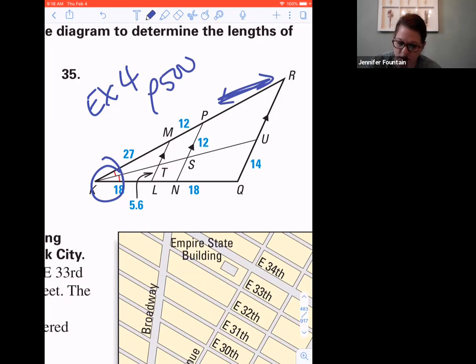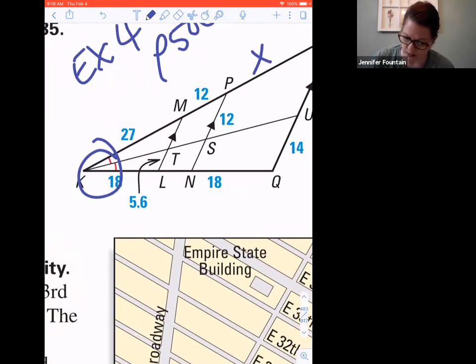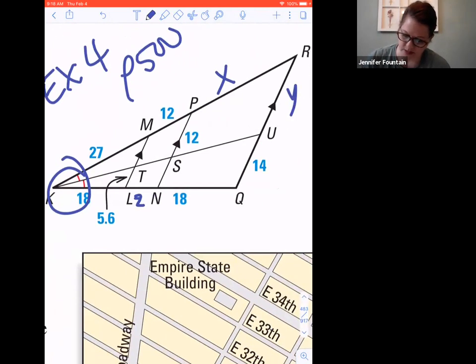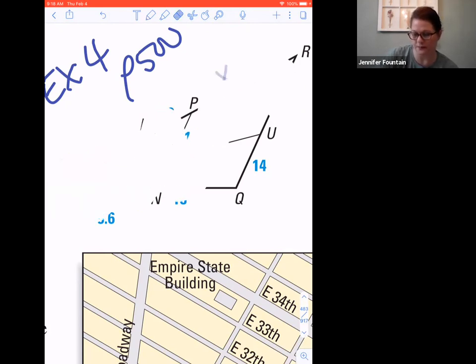You want to find P to R, R to U, and L to N. I guess you also need to find from S to N and from T to M, whatever. So just look at each of those that don't have a measurement. That's what you're trying to find.